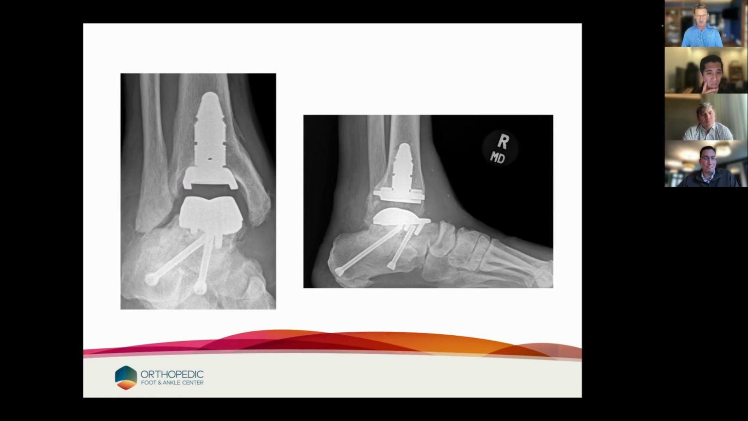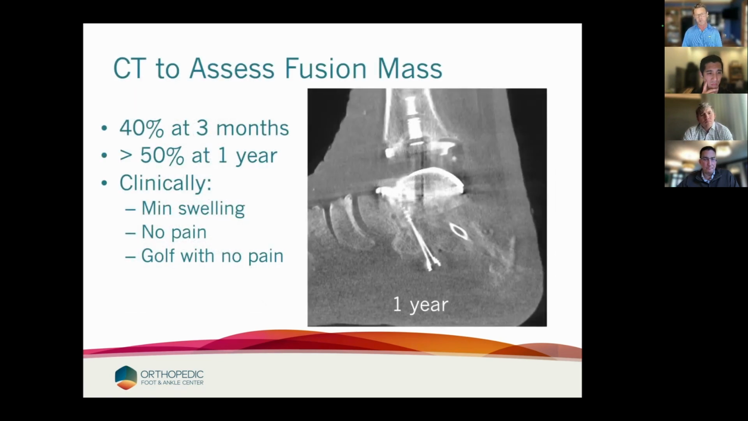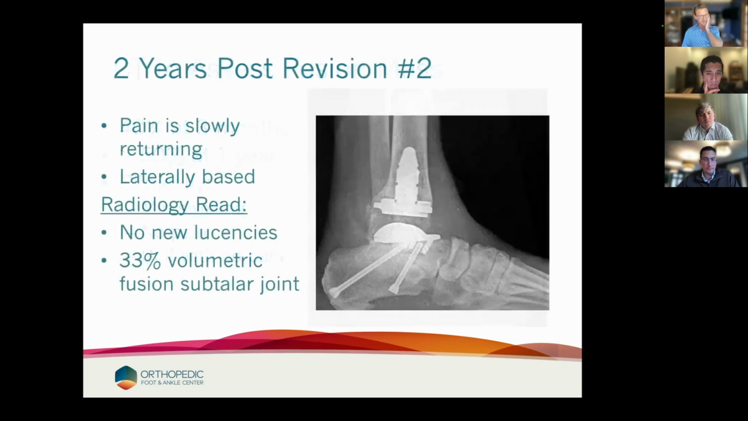Post-operatively, we follow him out. Everything says this is healed. 3 months, 40% fusion, over 50% fusion at 1 year. No swelling, no pain. He's back golfing with his buddies. Now, by the way, he plays golf at my club, so I get to see him all the time.